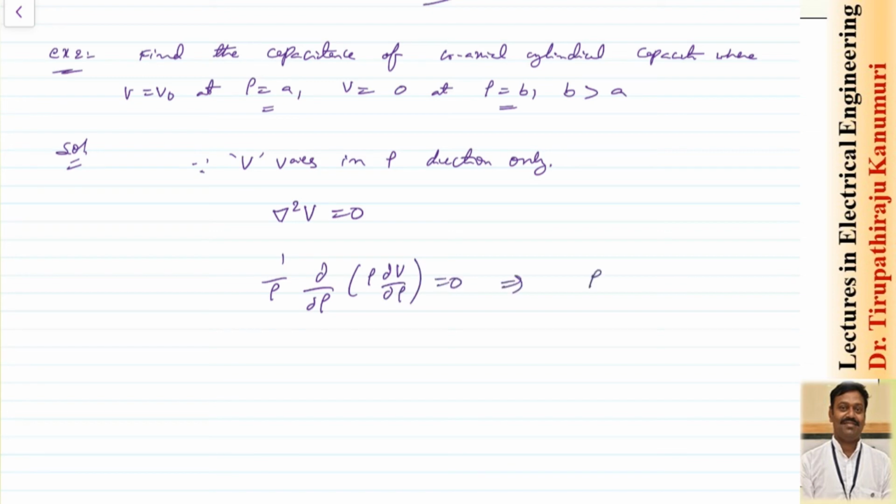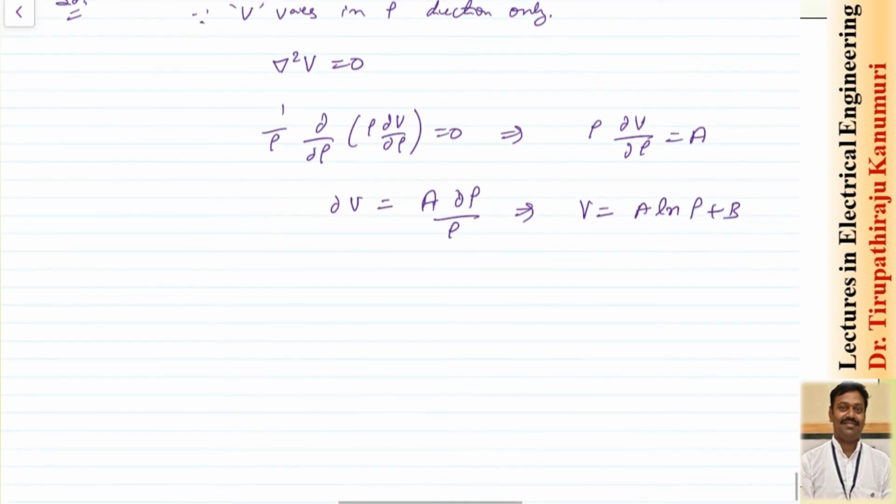or we can tell that rho into dou V by dou rho, this I can take as A because of doing the integration. So similar way I can write that dou V is equal to A into dou rho divided by rho. I have just rearranged the terms. So from this I am doing the integration, so I can find V is equal to A into ln of rho plus B.